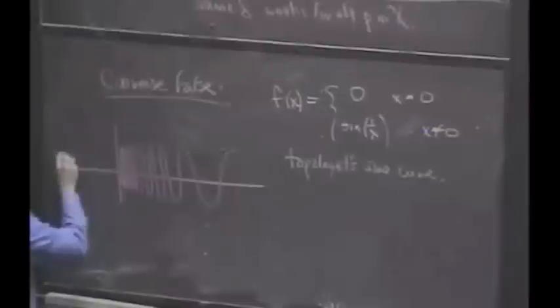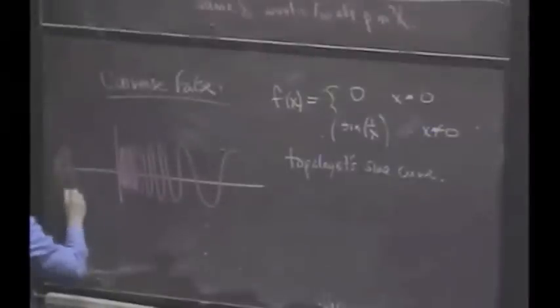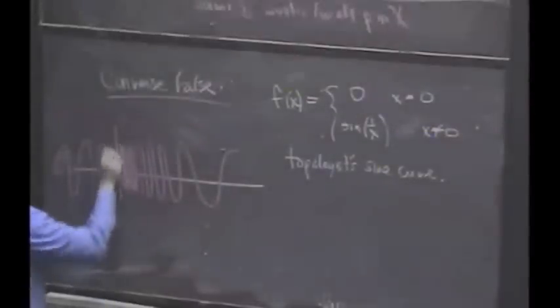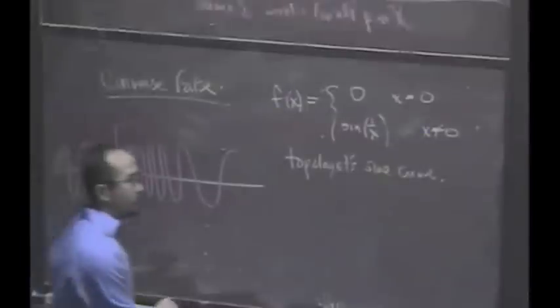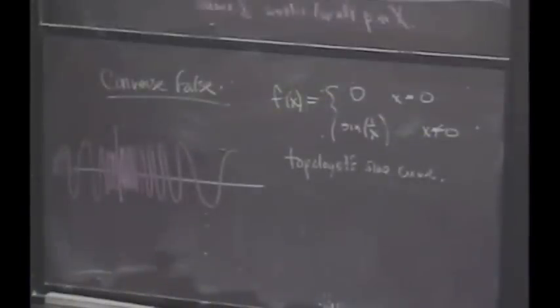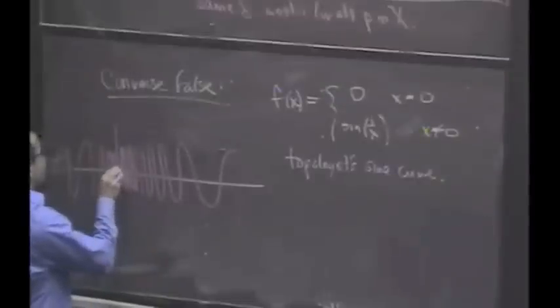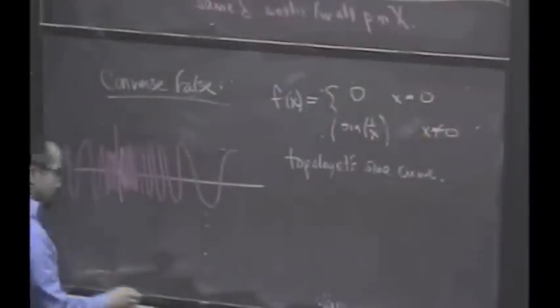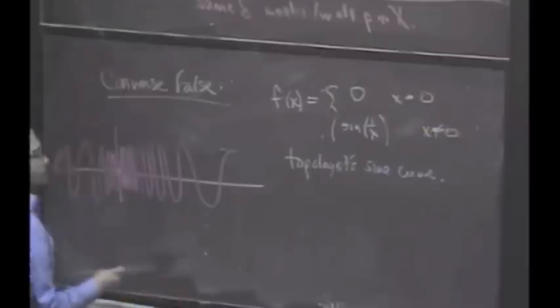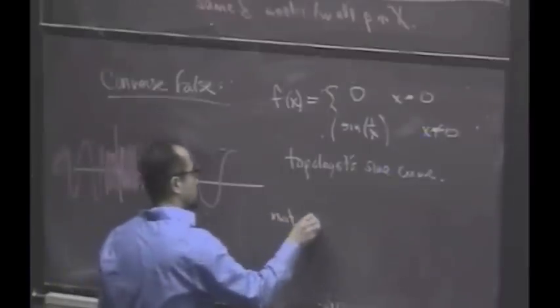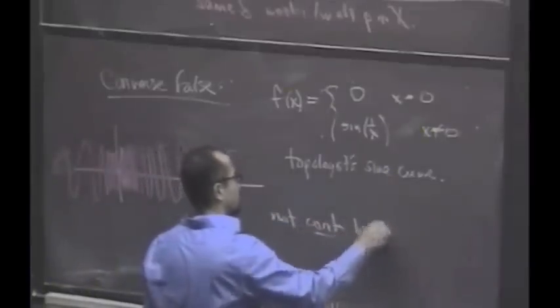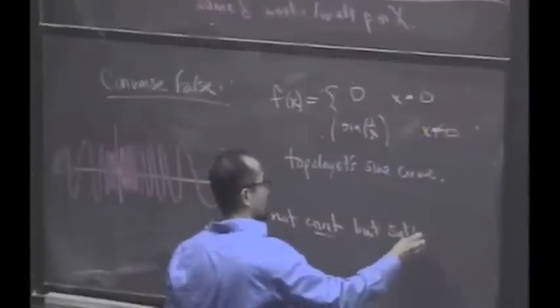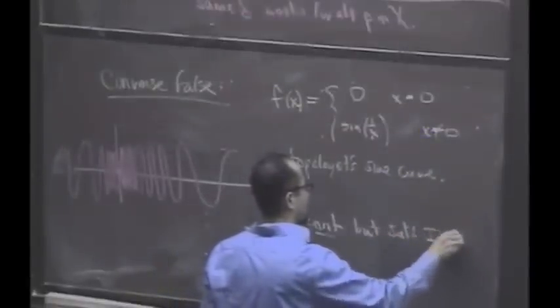Similarly, this does the same thing on this side. And then at 0, you just tell it to be 0, right there. Claim is this function is not continuous at 0. But it satisfies an intermediate value property.